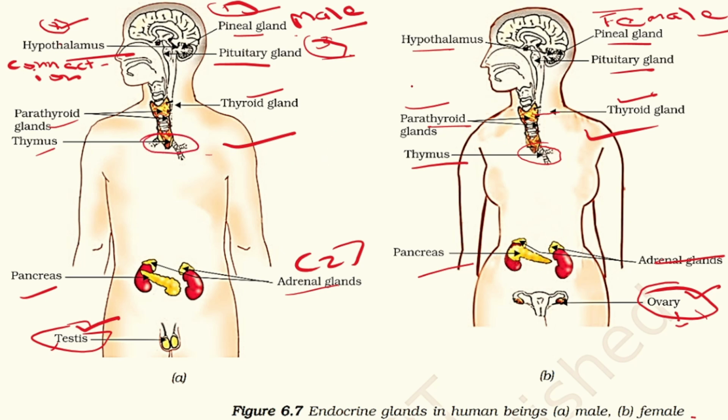These are the glands which you have to remember in your endocrine system. These are very easy to remember. You can just practice writing them down. You will be able to remember these names of the glands: pineal, pituitary, hypothalamus, thyroid, parathyroid, thymus, adrenal, pancreas, testis, and ovary. Parathyroid glands are located near the thyroid gland.